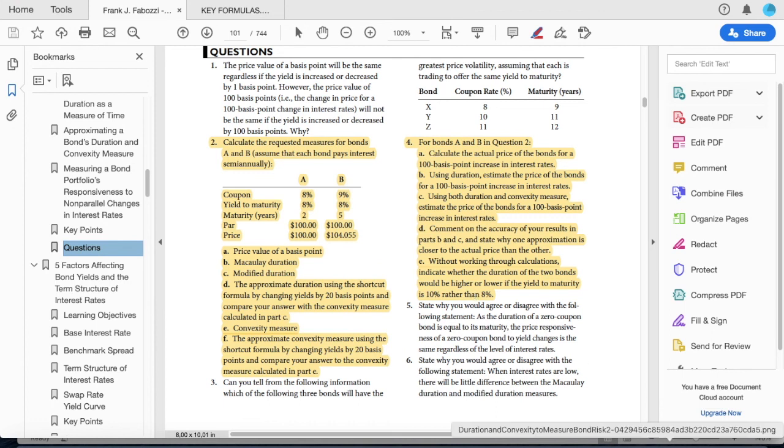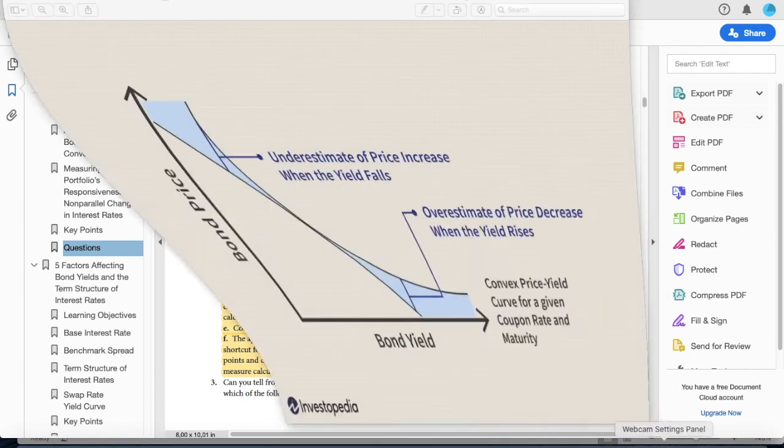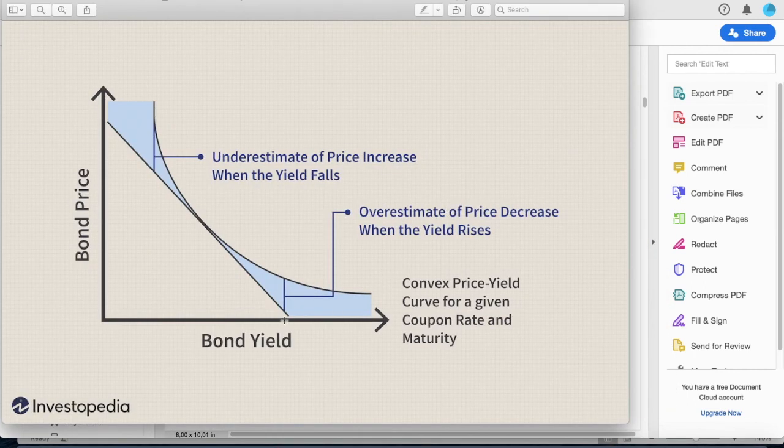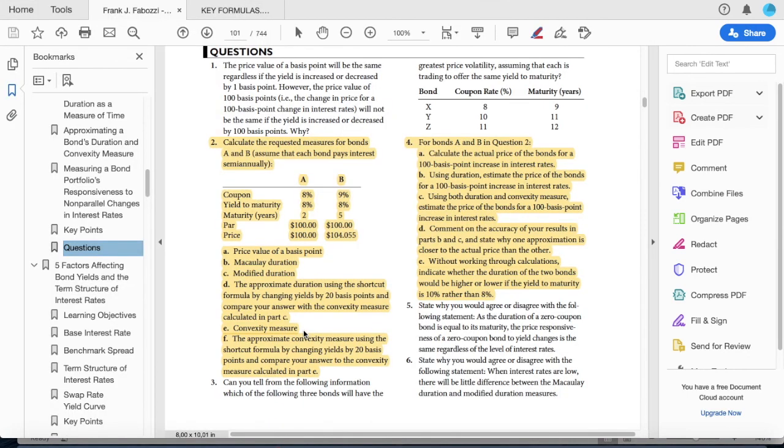And if we look at the graph here, every time the bond yield is going up, we are overestimating the bond price using just the duration technique. So with 10%, the estimated price of the bond using the duration technique will be overestimated. All right, so this is the answer to question 4.